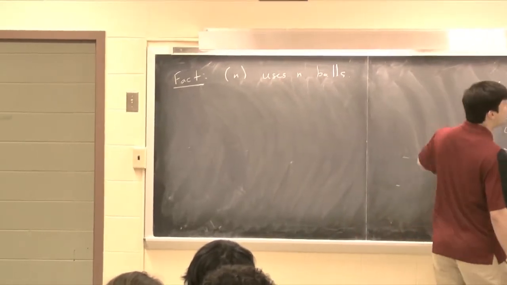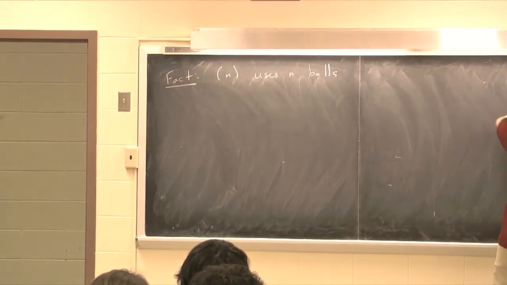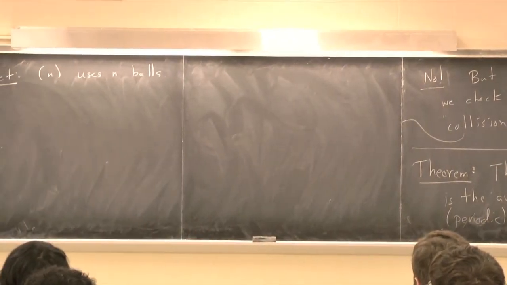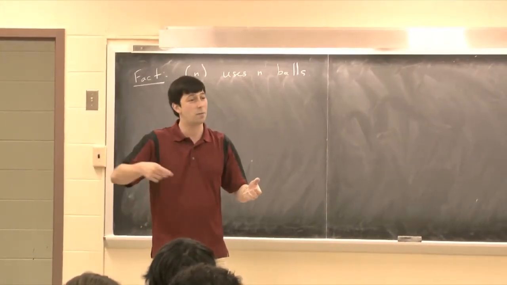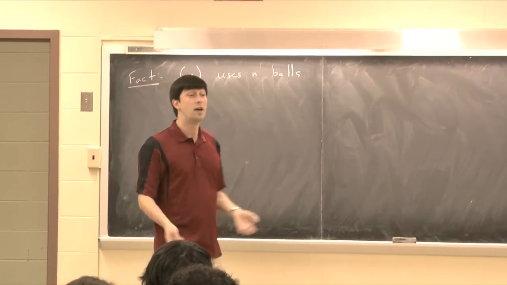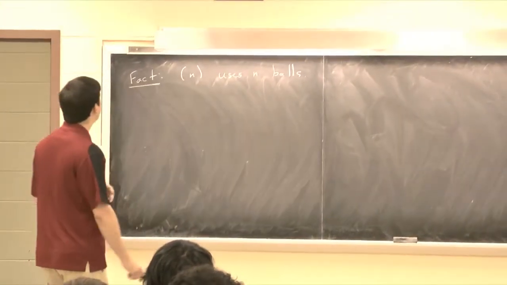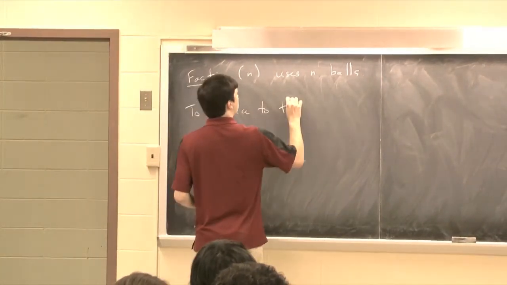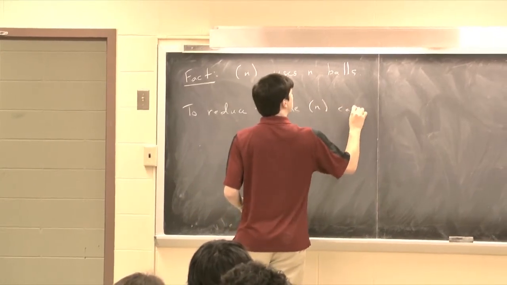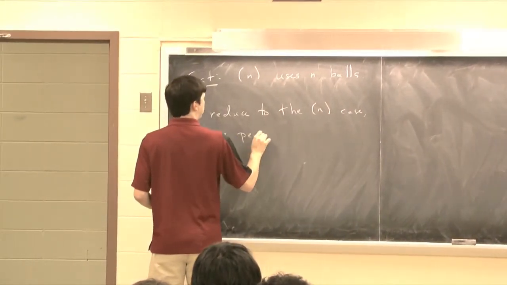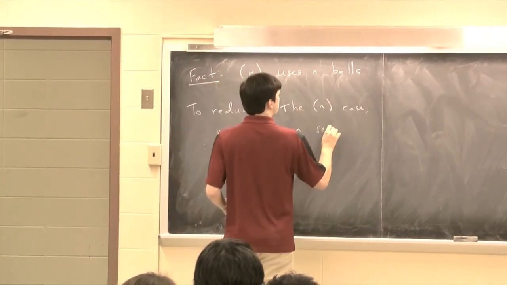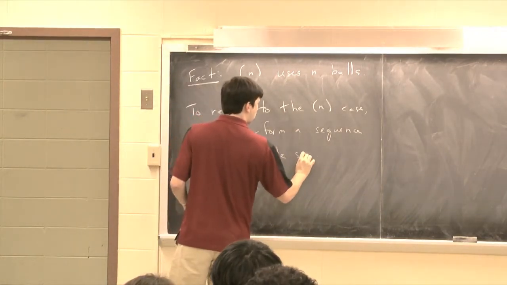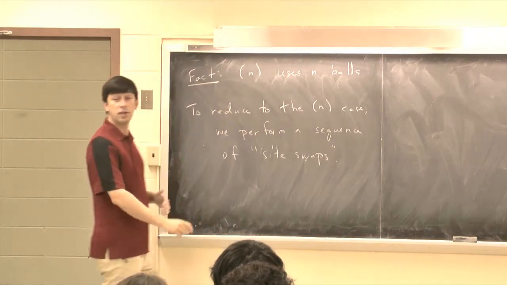So what we're going to do is take any sequence, and reduce it by a series of moves, a series of swaps, to a constant sequence like this. And then you'll know how many balls there are, because if I do something and I have to sort of take the balls away or add the balls, it's a constant, it's invariant of the process. And so we can sort of see what the invariant is on this. And so to do this, we reduce to the constant n case, we perform a sequence of what are called site swaps. So let me sort of say what a site swap is.